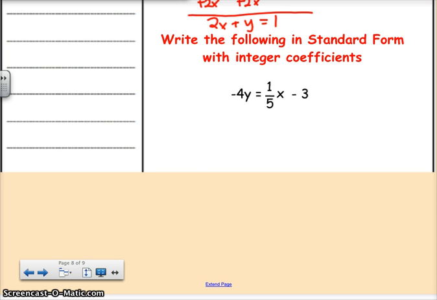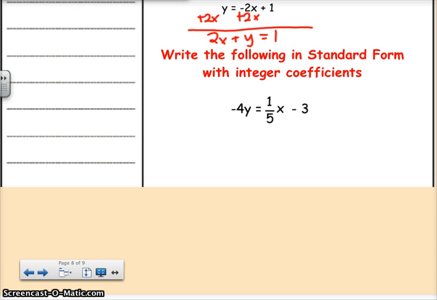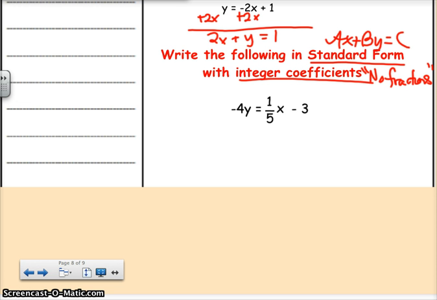Okay, last one and we're going to end it good. Okay, I need it in standard form, ax plus by equals c, with integer coefficients, that means no fractions. Okay, that's what I need. So x needs to go in front of the y. That's a 1/5 x. How do you move positive 1/5? Subtract. Subtract 1/5 x.